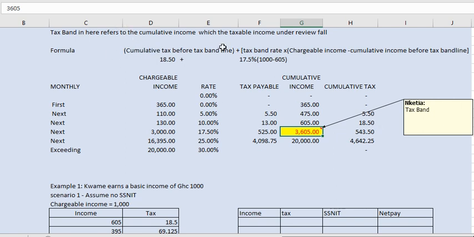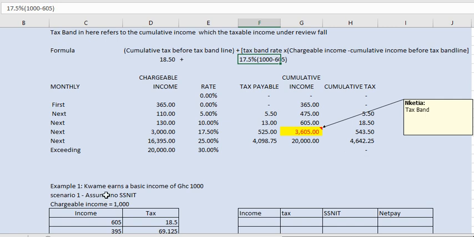So we pick it and then we add the tax band rate, which is 17.5%. And then what are we going to charge it on? We've realized that for the first 605, the tax to be charged is 18.5 cedis, but Kwame earns 1,000. So the remaining, after we subtract this 605, becomes the amount we are to charge our 17.5% on. So this explains the formula.